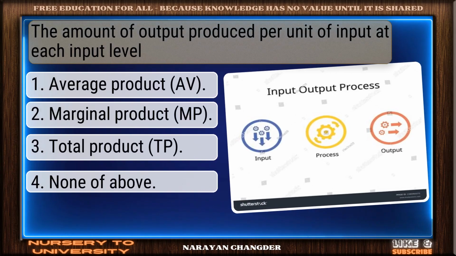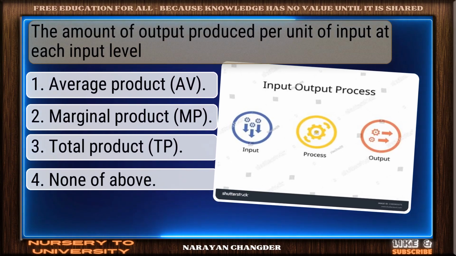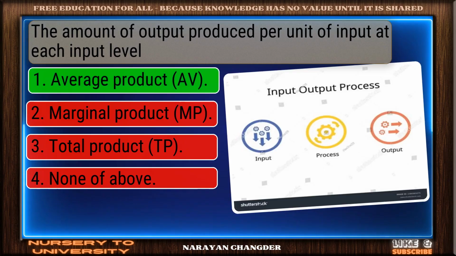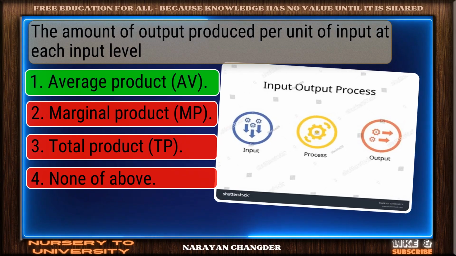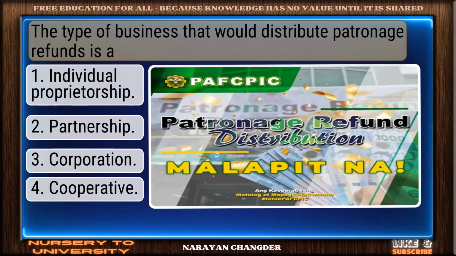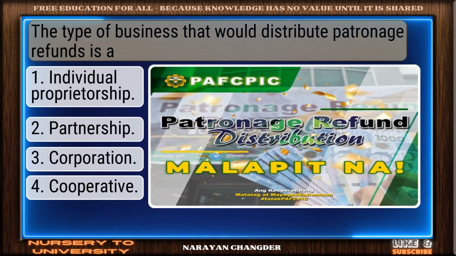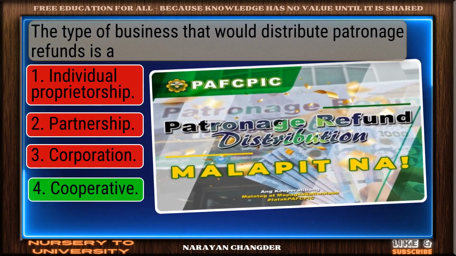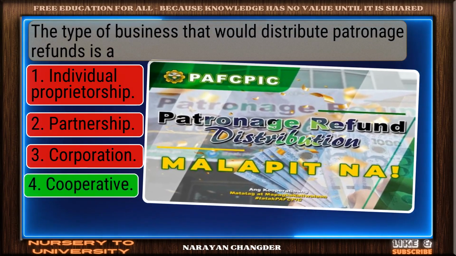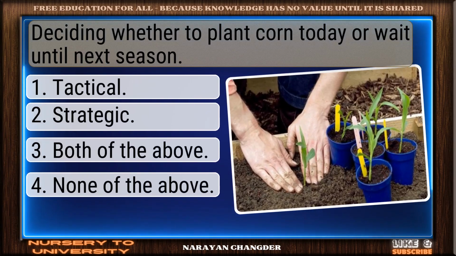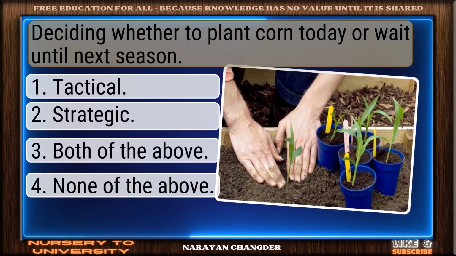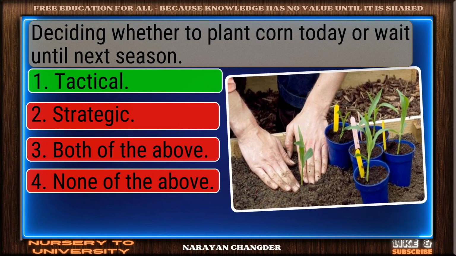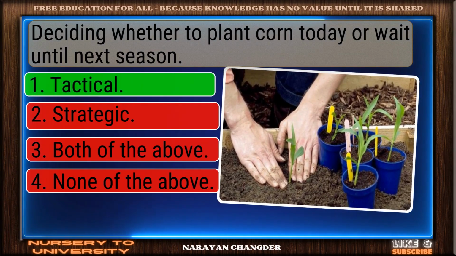The amount of output produced per unit of input at each input level. Perfect. Average product is the correct choice. The type of business that would distribute patronage refunds is a? Solid response. Cooperative is a valid choice. Deciding whether to plant corn today or wait until next season. Good thinking. Tactical is the right answer.